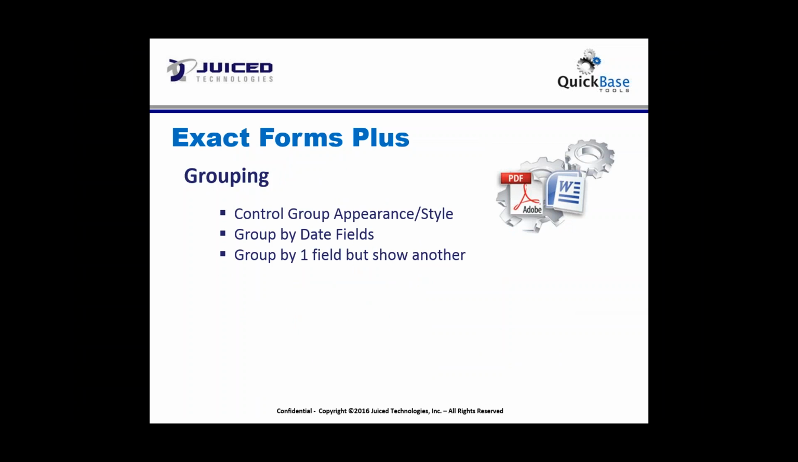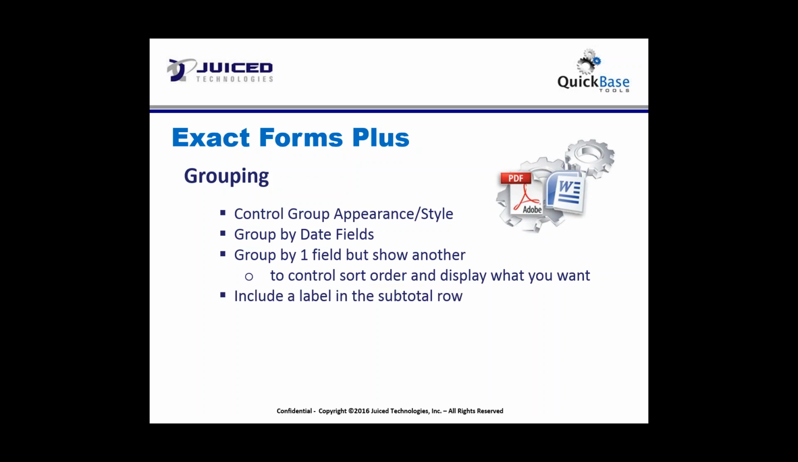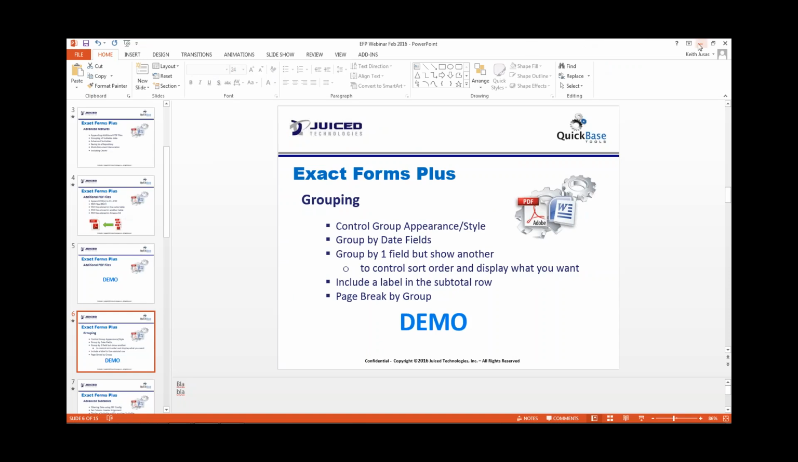We'll show you how we can group by one field but show another. So basically, you might want to control the sort order of your subtable, but you might want to display another field instead. We'll also show you how you can include a label in the subtotal row, and we'll show you how you can page break by group. So let's get into that demo.